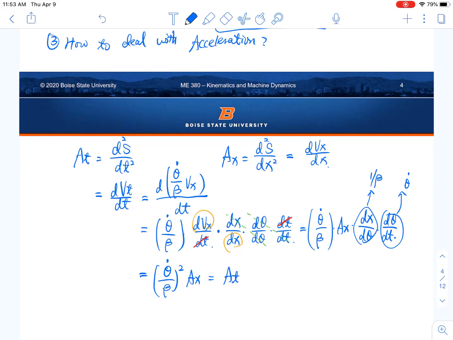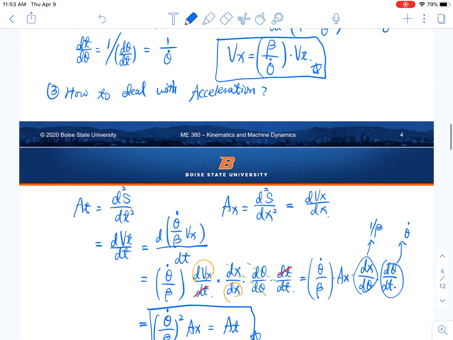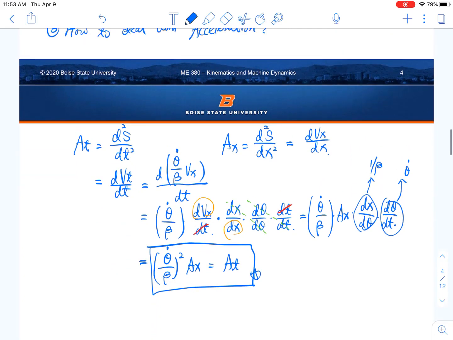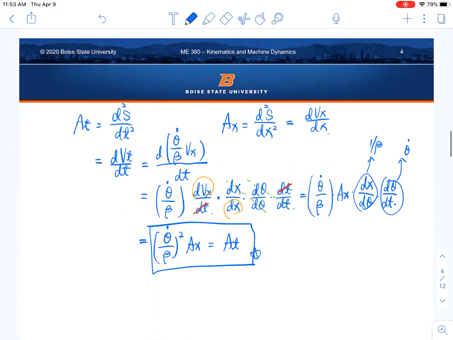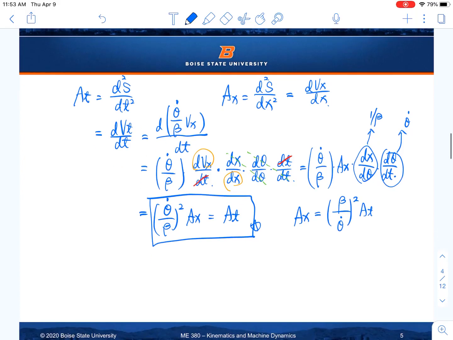So if you cannot remember this chain rule, that's the relationship you're going to remember. Okay, so if you want to put ax on the left hand side, and leave all the others on the other side, then you can move things around. Just remember to revert the direction. All right, so that's for acceleration.